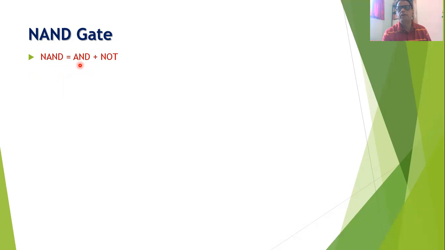That is, suppose you have been given a two input AND gate, and we know that this AND gate has one output. Then this output is being connected to the NOT gate, and such a gate is being called as a NAND gate. So as shown in this diagram, suppose this is our AND gate, and the output of the AND gate is being connected to the NOT gate. Then this combination of these two gates is being called as a NAND gate.